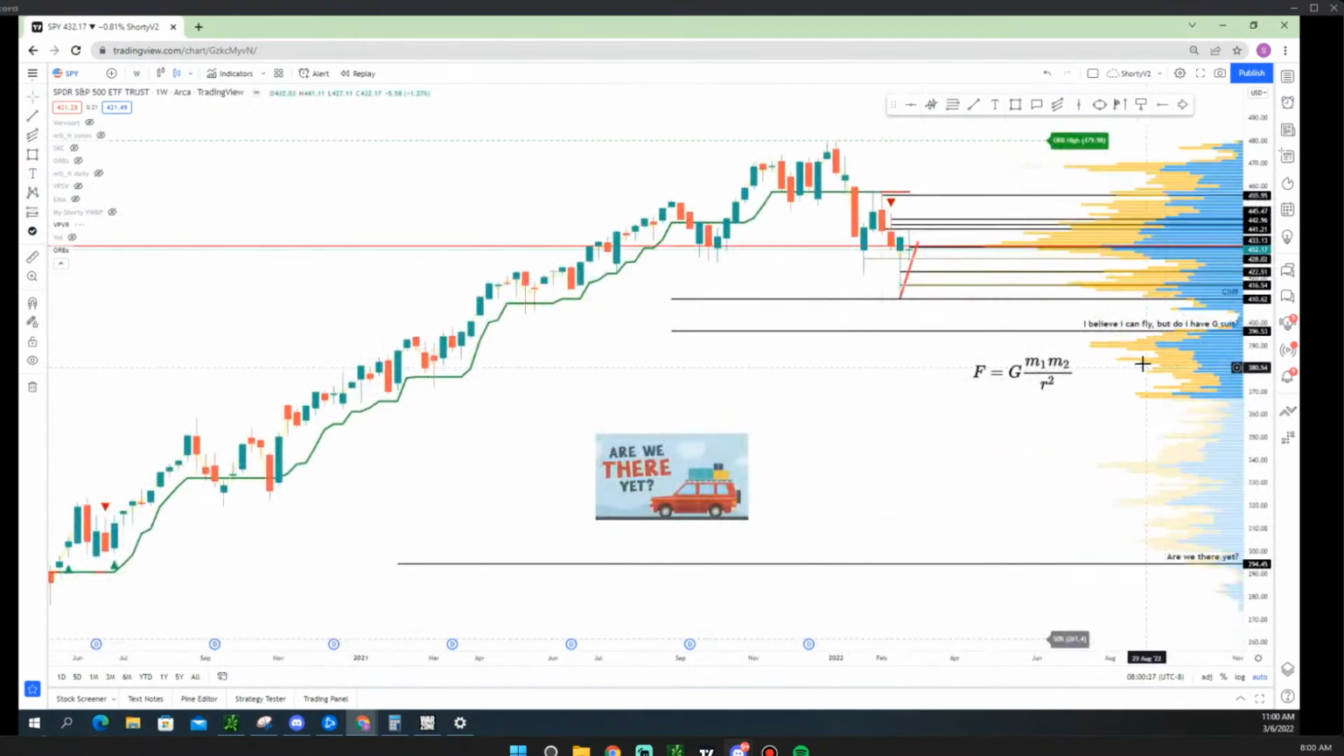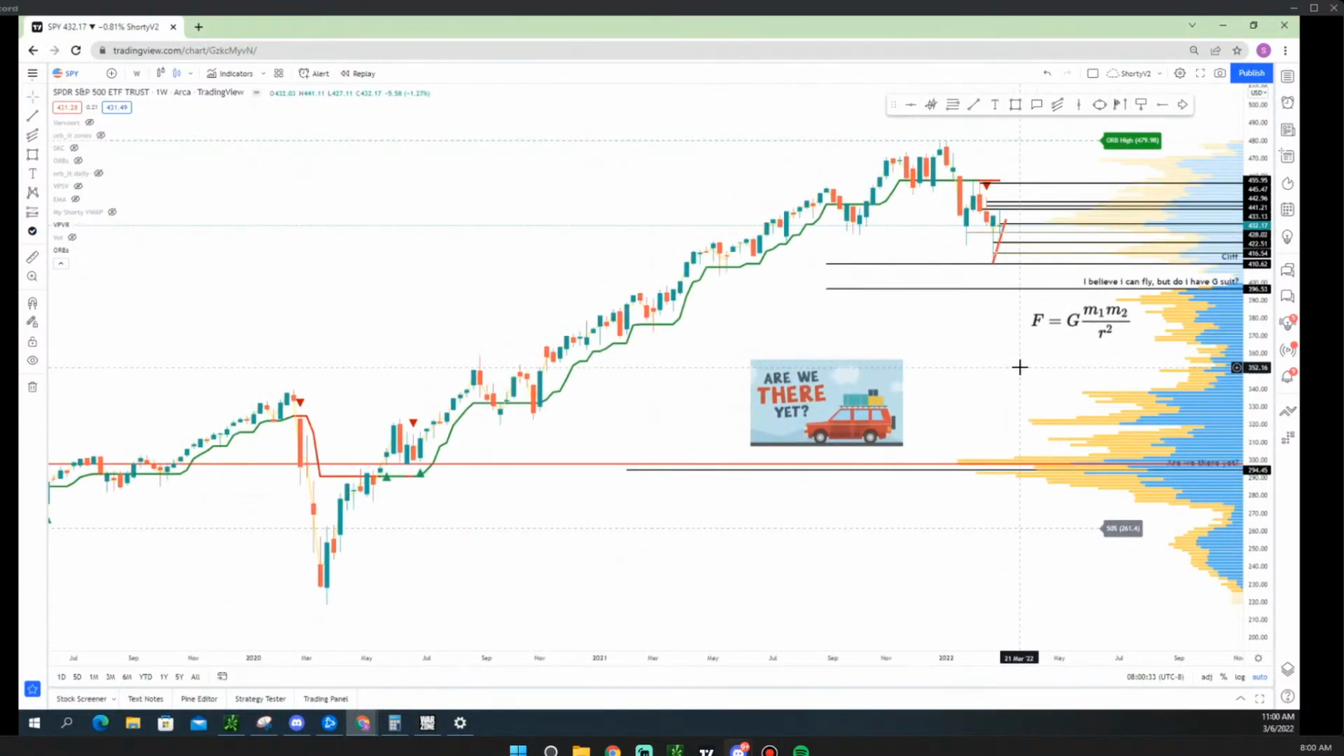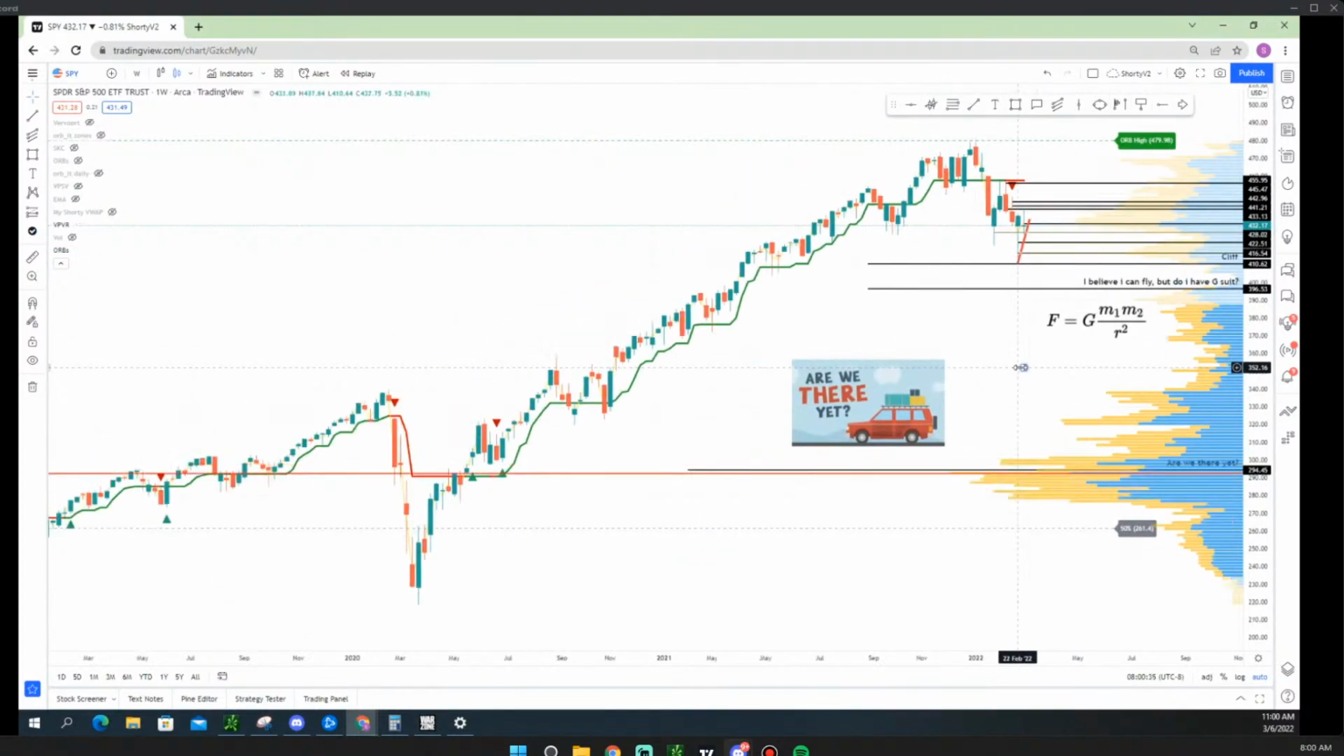And this is the great chart that somebody built once we start breaking these levels here. The "I believe I can fly, but do I have a G suit" is still killing me. With the gravity formula. Yes, all of that.